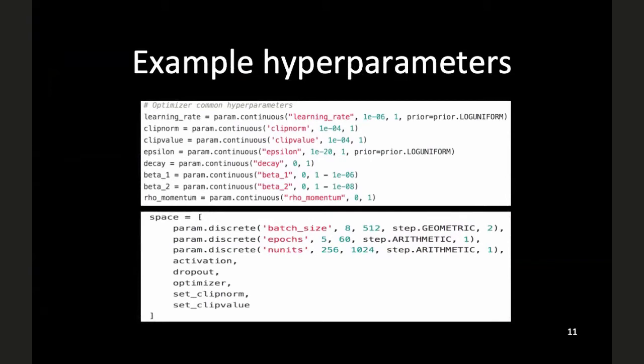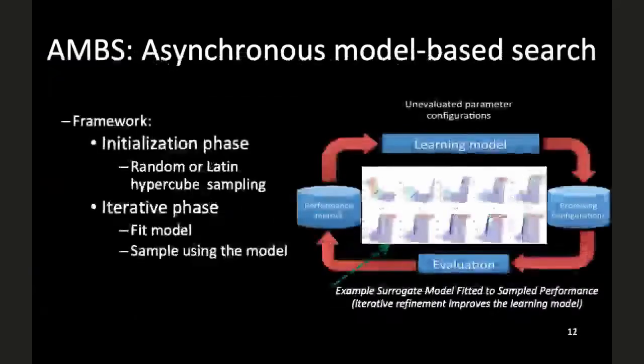So what are some example hyperparameters? Learning rate, which is a continuous parameter. Clip norm and clip value. In the top box, if you choose just an optimizer, you have to deal with 7 to 8 parameters for a given optimizer. And then you have batch size, epochs, number of units per layer, and so on and so forth. This shows that there is a wide range of hyperparameters that you need to configure when you want to target high performance or high accuracy with a given neural net.